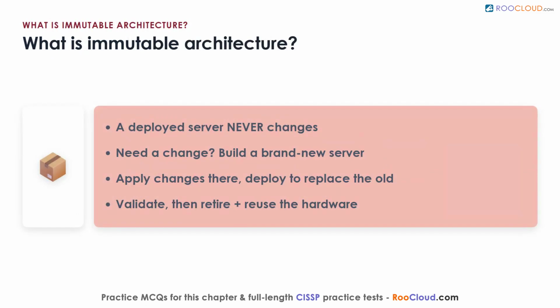So what is immutable architecture? It is the idea that a server never changes once it is deployed. When you need to update, fix, or modify it, you do not edit the live machine. Instead, you build a brand new server, apply the changes there, and deploy that one to replace the original. Once the replacement is validated, you retire the old one and reuse its hardware. Think of it as replacing a whole appliance rather than repairing it in place.